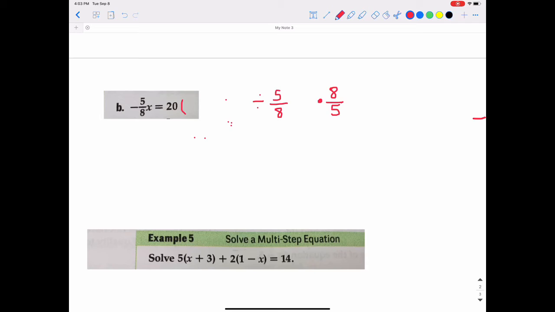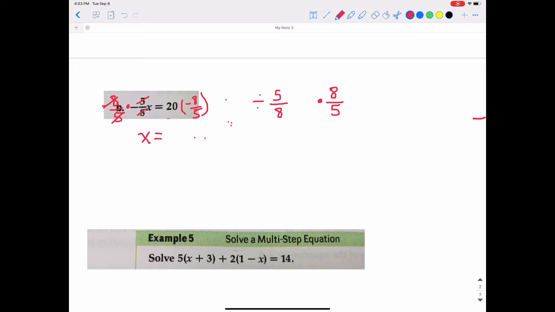So multiply by negative 8/5 on that side, and we're going to multiply by negative 8/5 on this side. And when you do that, the 5's cancel, the 8's cancel, and so you're left with x equal to whatever 20 times negative 8/5 is.